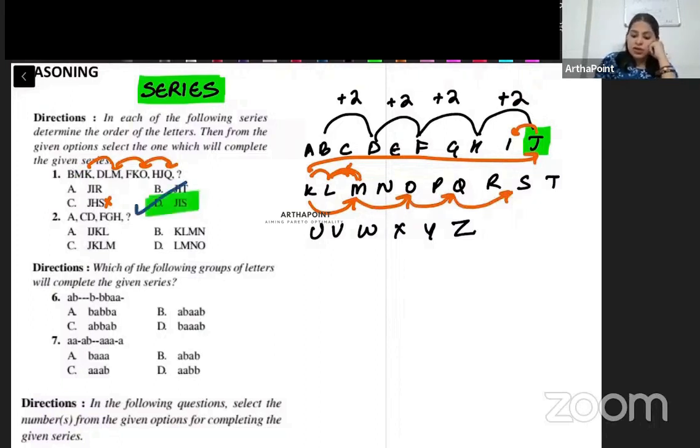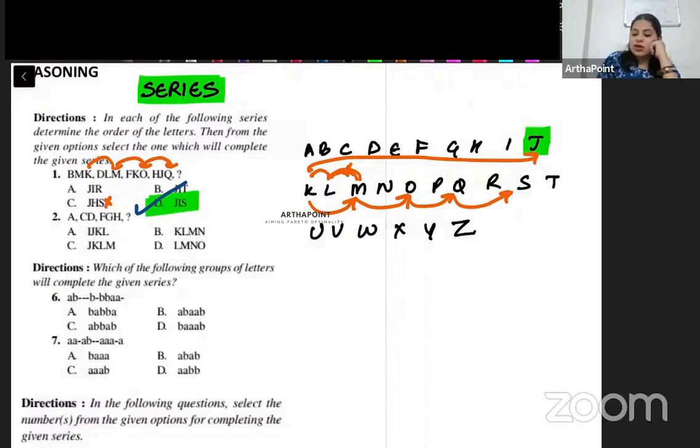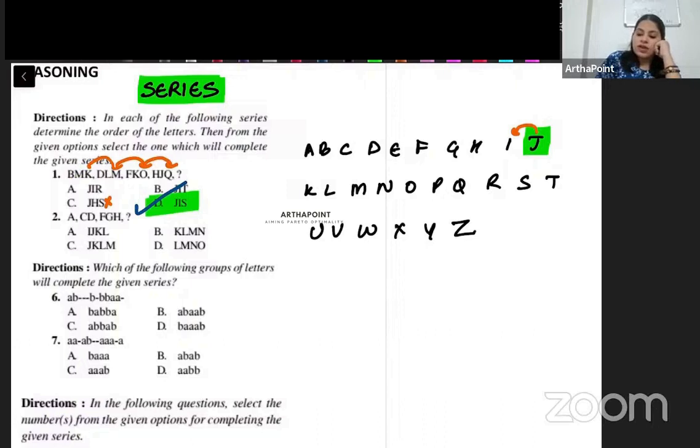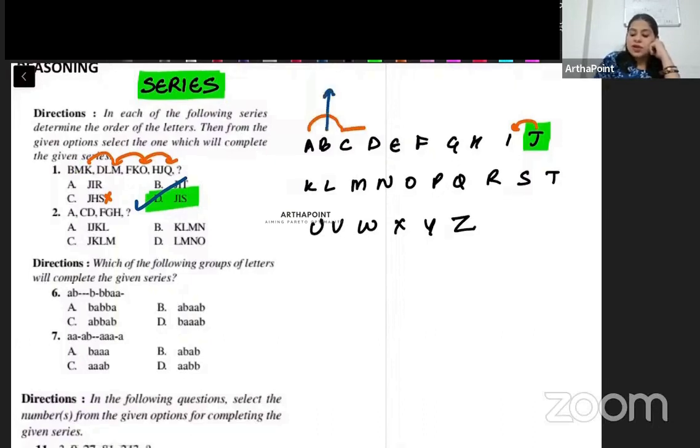Okay, come to the next question, beta. अब ऐसे ही same चीज हमें करनी है for the next question. Let us try to make some sense out of it. So you have gone from A to CD, right? That means you're skipping one alphabet in between. B ko skip kiya. Then you are going from CD to FGH. That means you're again skipping one alphabet in between, right? So now when you go to the next one, you have to again skip one alphabet.